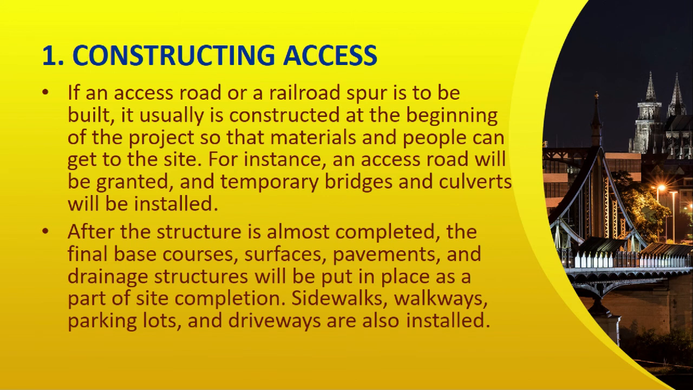Constructing access. If an access road or a railroad spur is to be built, it usually is constructed at the beginning of the project so that the materials and people can get to the site. For instance, an access road will be graded and temporary bridges and culverts will be installed. A minimum surface, usually loose gravel and sometimes a thin coat of asphalt, will be applied.